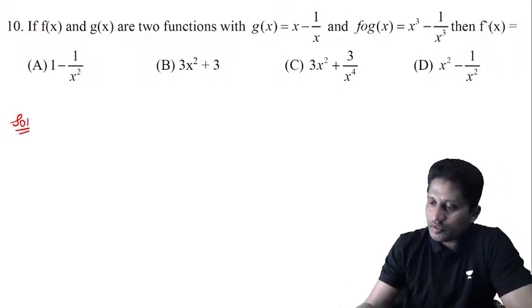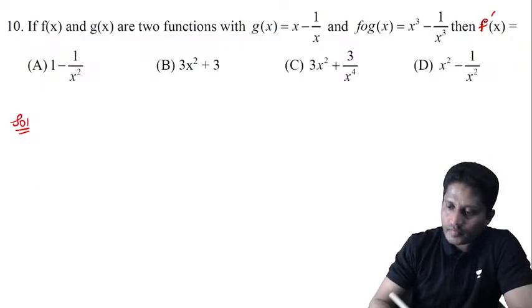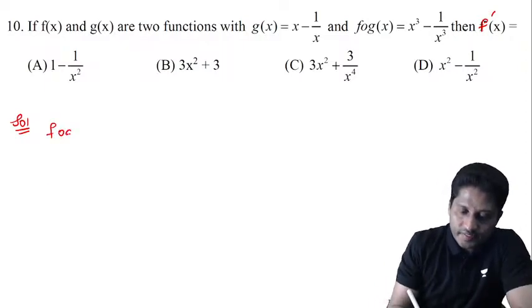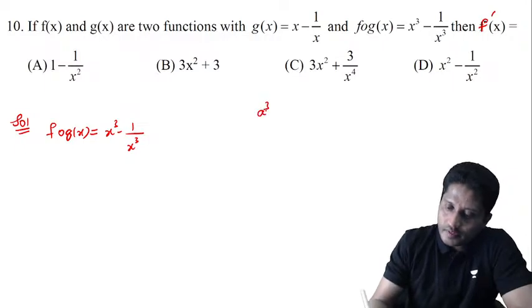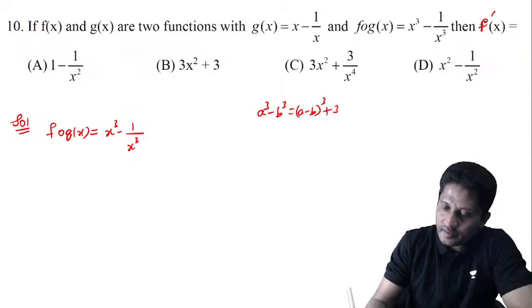I'm supposed to find out what is f dash of x. F circle g of x is equal to x cube minus 1 by x cube. A cube minus b cube is a minus b the whole cube plus 3ab into a minus b.